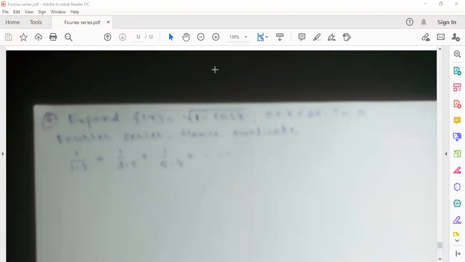And hence evaluate 1 by 1 into 3 plus 1 by 3 into 5 plus 1 by 5 into 7 plus so on.